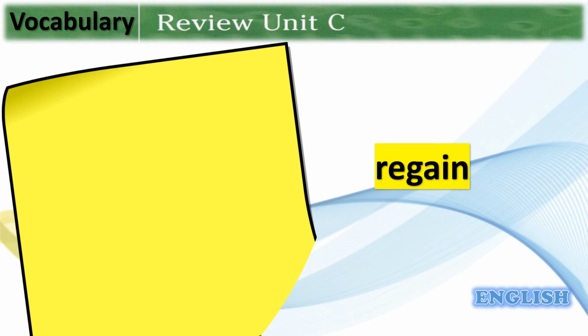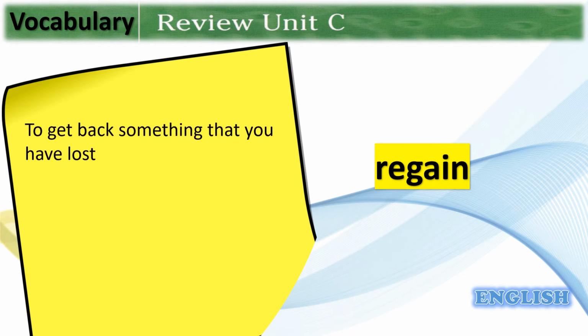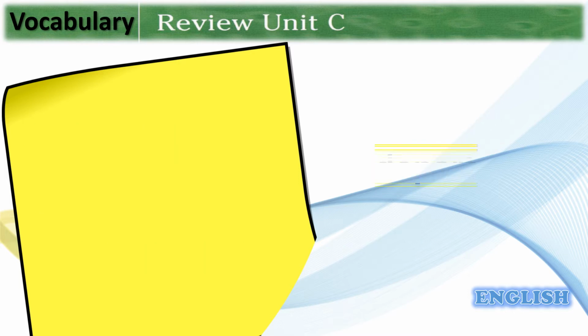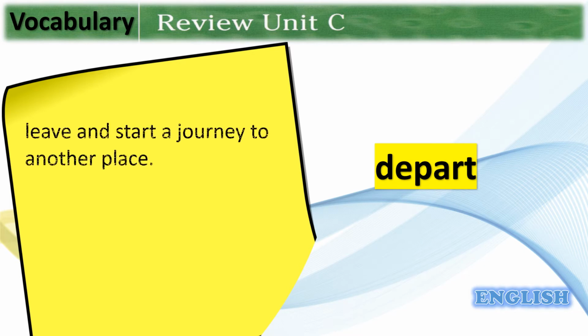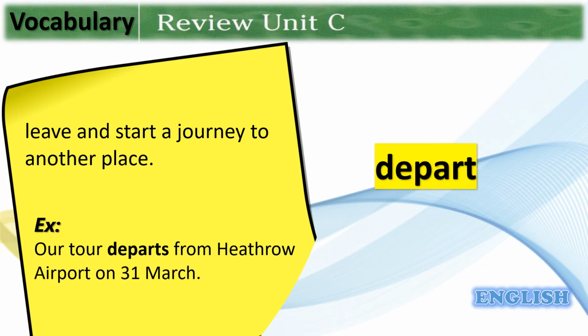Then we have the word regain. Regain means to get back something that you have lost. Example, my mother went to regain her bag. And the last word in this list of vocabulary is the word depart, which means leave and start a journey to another place. Like in the example, our tour departs from Heathrow Airport on the 31st of March.